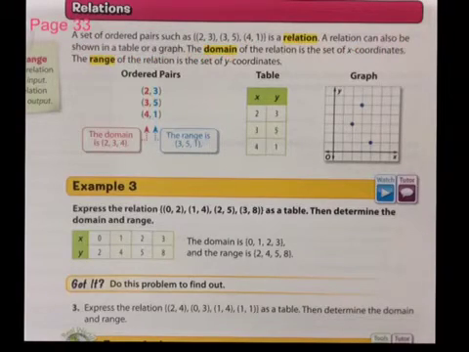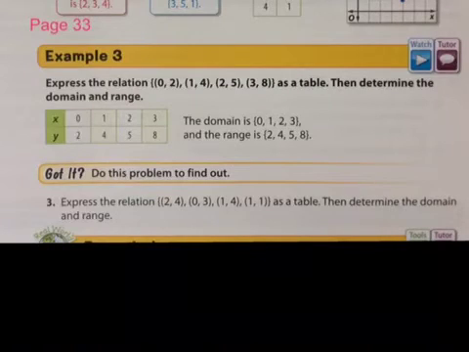The domain of the relation is the set of x coordinates. Okay, this would be known as the domain. And the range of the relation is the set of y coordinates. This would be the range, how high it goes, how low it goes. And when you organize them, you see that 2, 3, and 4 are right here in the x. And you can see that in the y we have 3, 5, and 1. Okay, so this is your domain and this is your range. Okay, and this is how we organize the data.